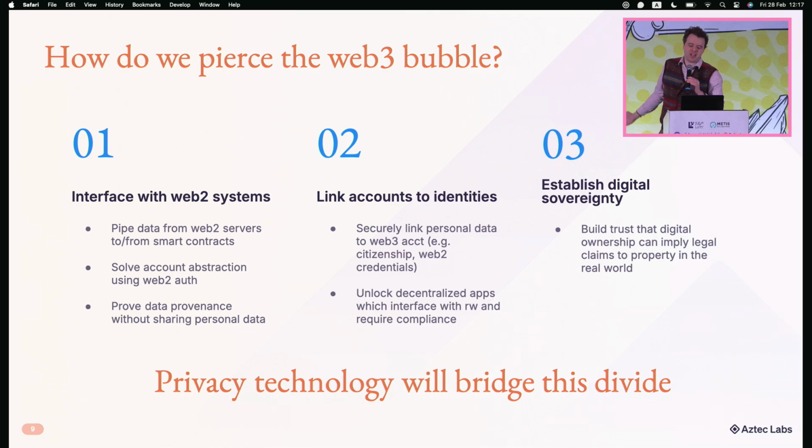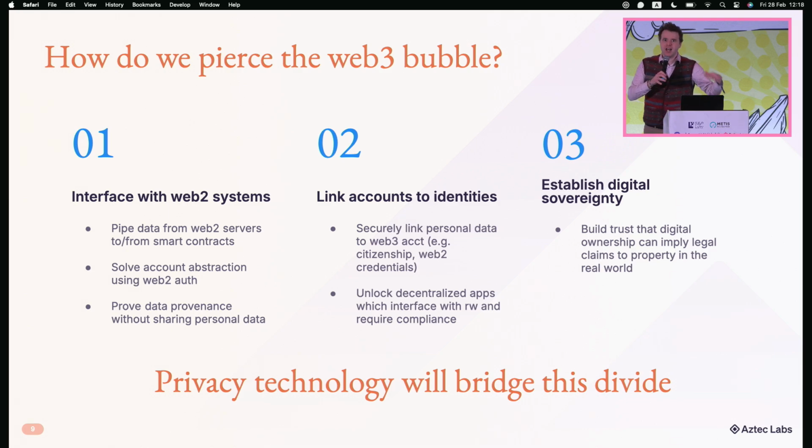This unlocks decentralized applications that can interface with the real world, that can perform checks and logical controls on who you are to determine whether you can transact in that system. And once you have these technologies, then you can actually meaningfully push to establish digital sovereignty. You can establish precedents that digital ownership of on-chain assets implies a legal claim to property and assets in the real world. This is the Holy Grail, and this will not be achieved unless we as a community can build compelling products and services that require this functionality.